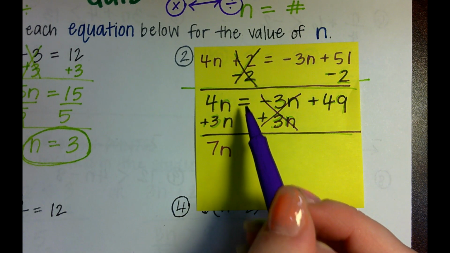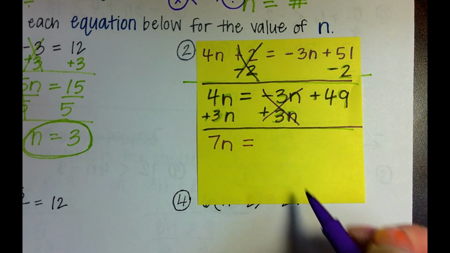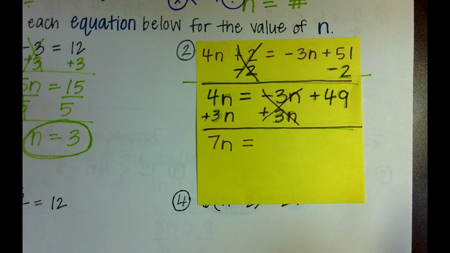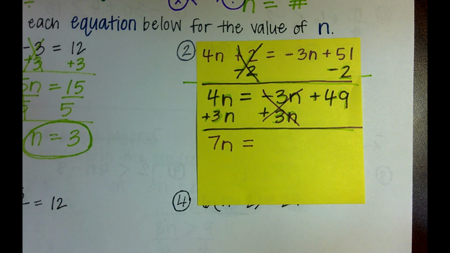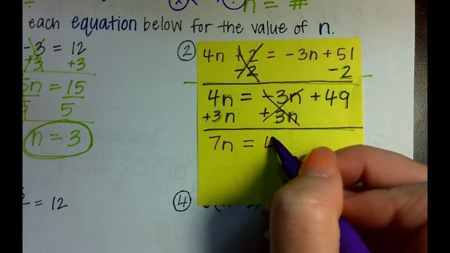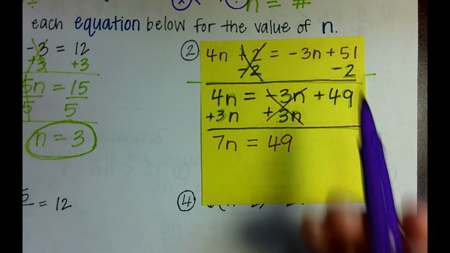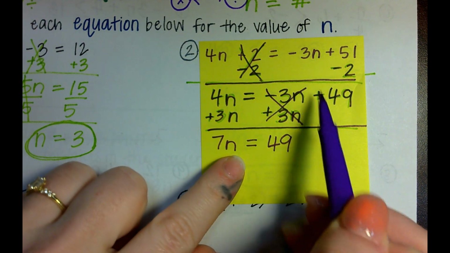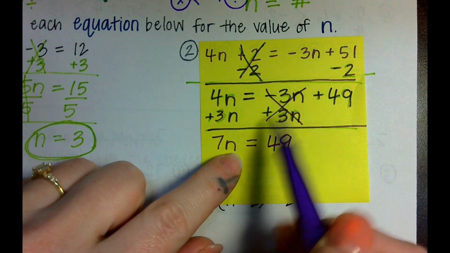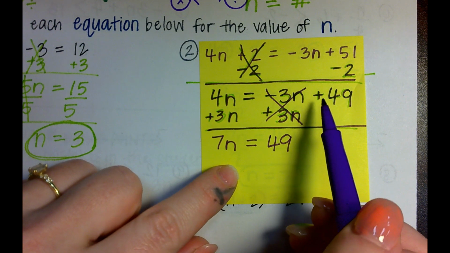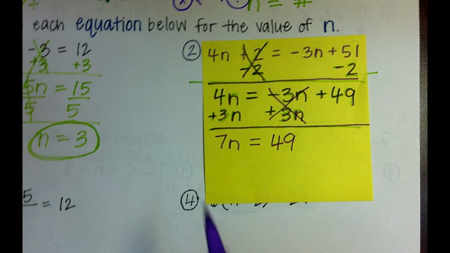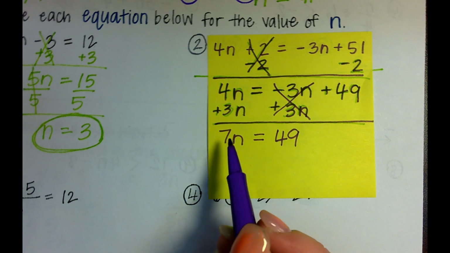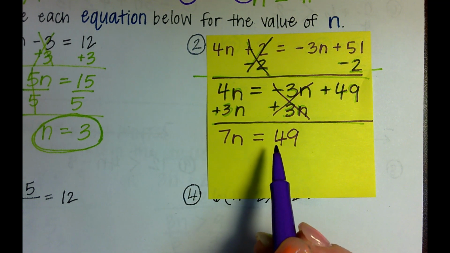Then I have my equal sign. I'll bring that down. My 3n's canceled. I don't need them. What else comes down? Yeah, 49. We'll just bring down that number, 49. And I like to think of a plus sign as kind of like an and sign. It's saying I had negative 3n and 49. Since negative 3n is gone, I really don't need the plus sign anymore because it's just 49. So now we have 7n equals 49, or 7 times n equals 49.